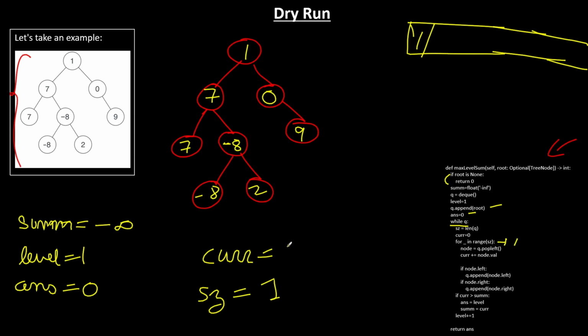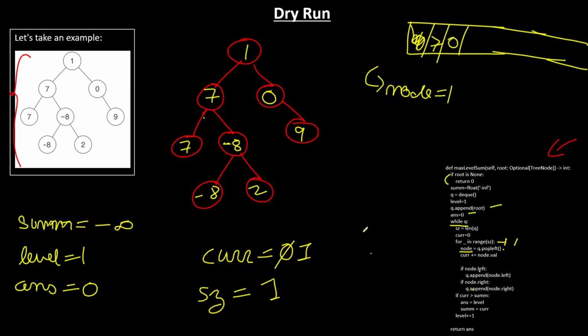And current is 0. We pop the node here, which is 1. We stored it in the node variable, and then we added this node val to our current, which becomes 1. We check for the left. We have the left variable as 7, and we push it into the queue. And the right node also, so we push that into the queue as well. Great, this is done.